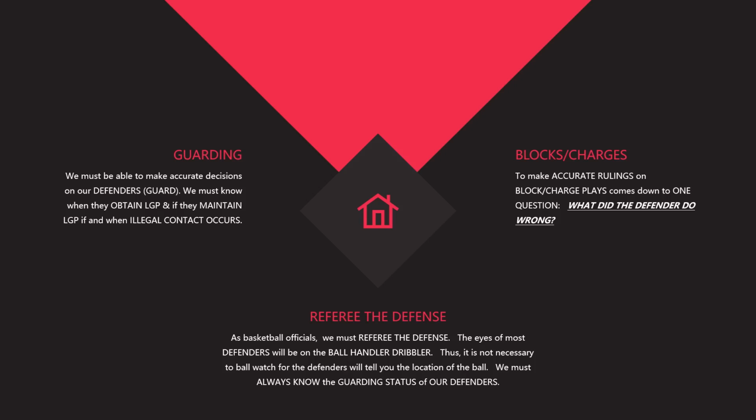The only way we can do this as basketball officials is to referee the defense, which means we must not ball watch. Our defenders will tell us where the ball is located. We must always know the guarding status of our defenders.